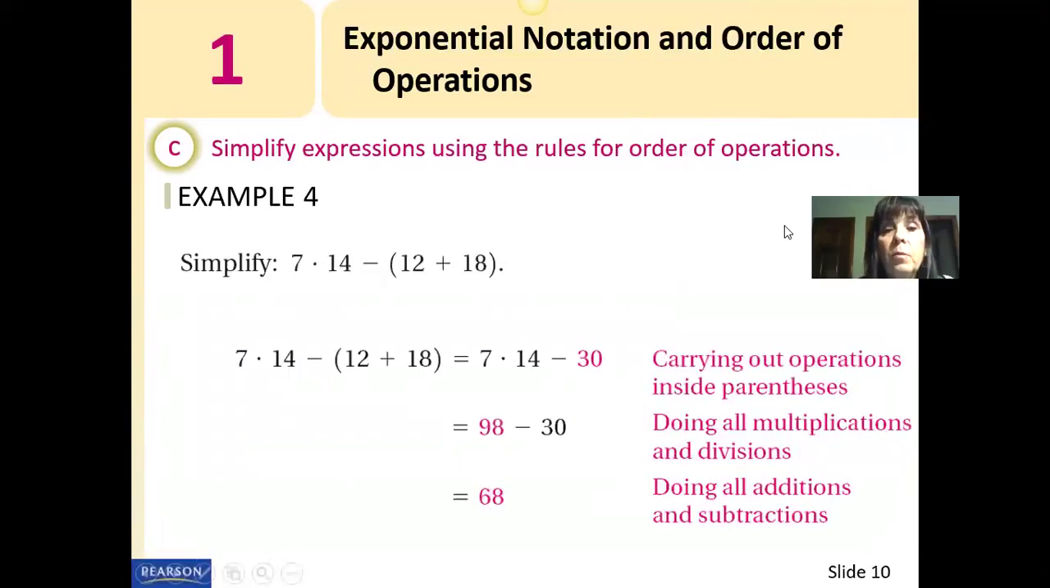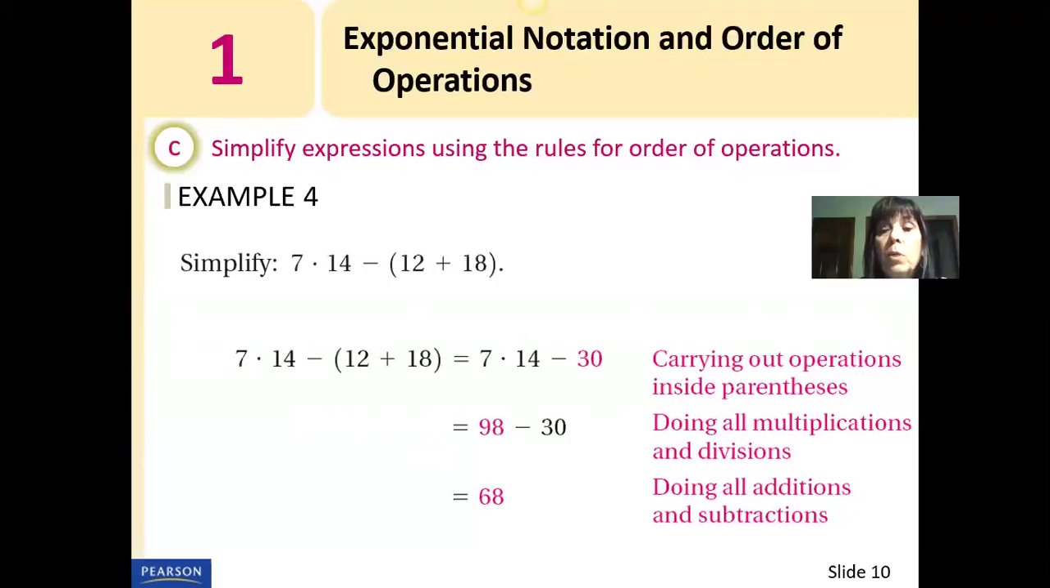All right, here's one that's a little bit more difficult. It has some parentheses. So again, if I'm simplifying 7 times 14 minus the quantity 12 plus 18. So again, by the order of operations, parentheses would go first. So 12 plus 18 would get done first, and you would add that together, and you would get 30. So if you look at the first line, after we carry out the operation inside the parentheses, we still have 7 times 14 minus the 30. Then I still am going with the order of operations. There are no exponents anywhere in the expression, so I would skip that step.